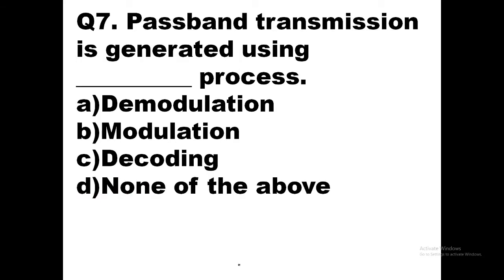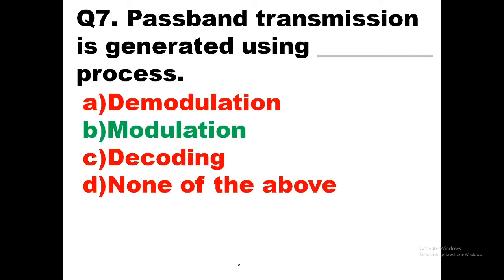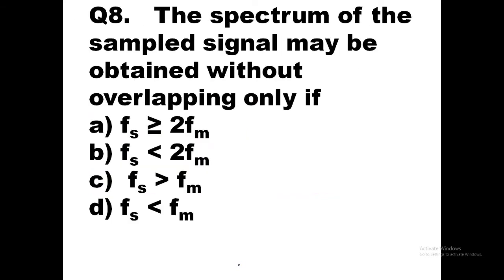Then question number 7. Passband transmission is generated using dash process. If you want to increase the frequency, you involve a process where the baseband signal, the basic information signal, modulates a carrier. The modulation process can be ASK, FSK, PSK, anything, but it modulates the carrier and the frequency increases. That means the process used here is modulation, so answer B is the correct one. Passband transmission is generated using the modulation process.